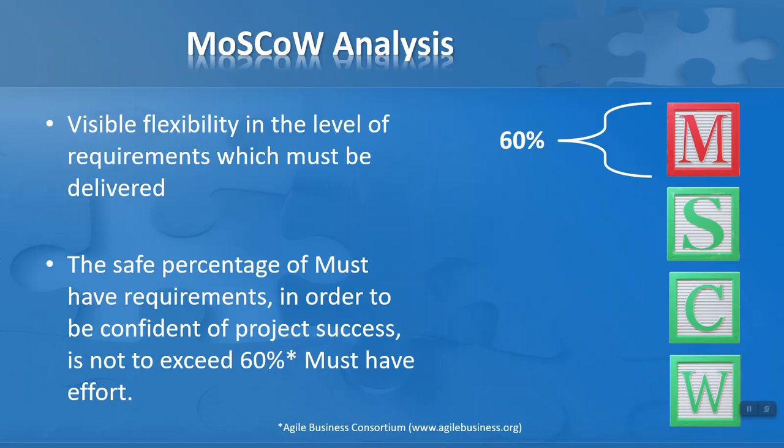And a rule of thumb, and this one comes from the Agile Business Consortium, is that the safe percentage of must-have requirements, in order to be confident of project success, is not to exceed 60% must-have effort. That, of course, is going to vary from project to project, but this gives you an indication of what should work here. And typically then, obviously the W is going to have 0%, and the S and C for should and could typically would have 20% each. Those two 20% added to the 60, of course, make up the full project. So it gives you a rule of thumb as to how many must-haves you should have in a project.